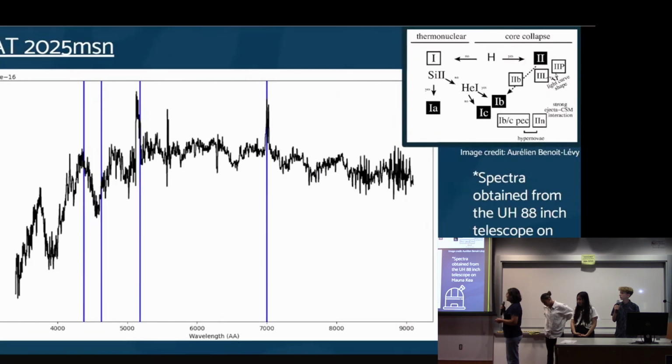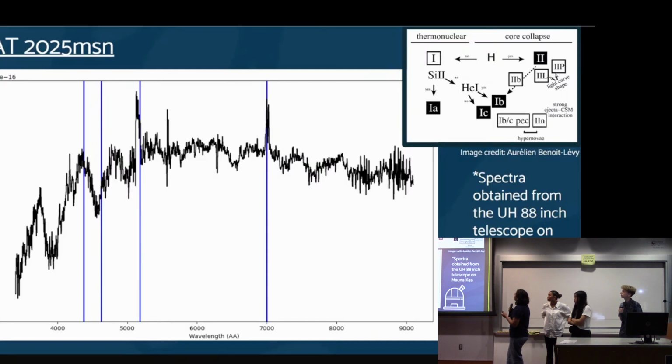Moving on to some newer ones, the next 4 graphs you'll see are brand new supernovae that were identified about 3 days ago, right at the start of High Star. And this was actually obtained by our mentor. He stayed up all night slaving away on the UH 88-inch telescope. So these are the graphs that he got for us, thankfully.